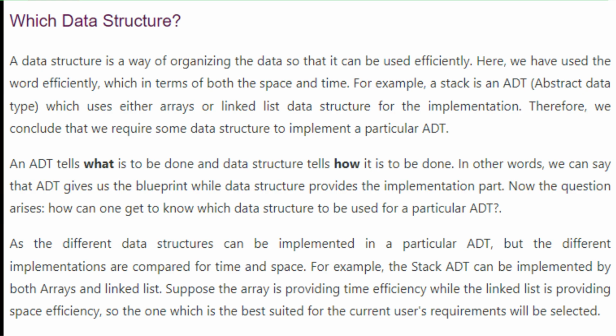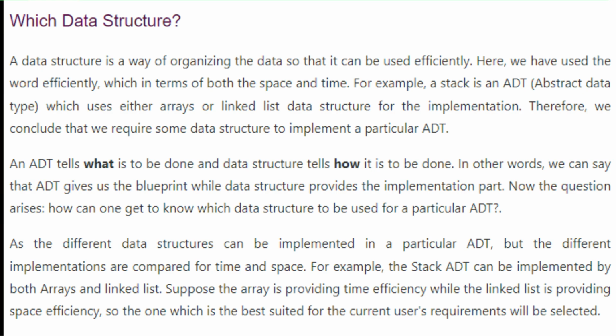For example, a stack is an ADT, abstract data type, which uses either an array or a linked list data structure for the implementation. Therefore, we connect all of this and conclude that we require some data structure to implement a particular ADT. An advanced system requires a lot of efficiency. Therefore, an ADT tells what is to be done and the data structure tells us how it is to be done. In other words, ADT gives us the blueprint while the data structure provides the implementation part.